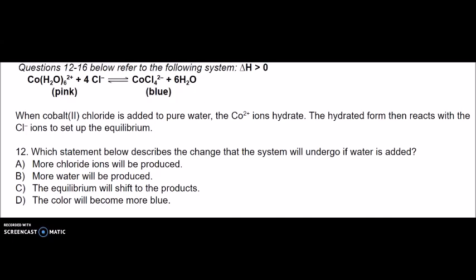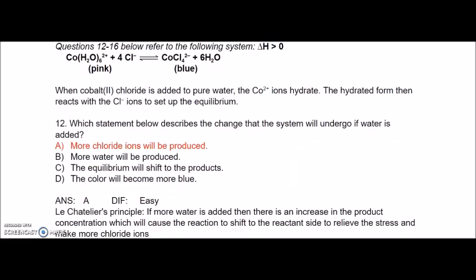So number 12 wants to know which statement below describes the change that the system will undergo if water is added. So read the choices, pause the video, come back to check your answer. So think about Le Chatelier's principle. The answer is letter A. If you add more water, then you're going to increase the product concentration, which will cause the reaction to shift to the reactant side to relieve that stress. So therefore, it's going to make more chloride ions.